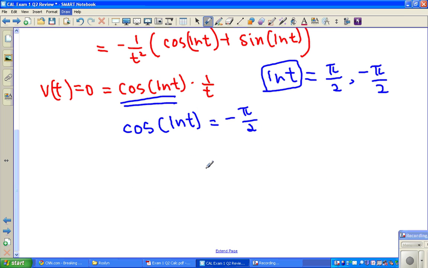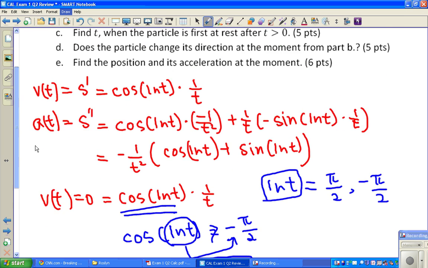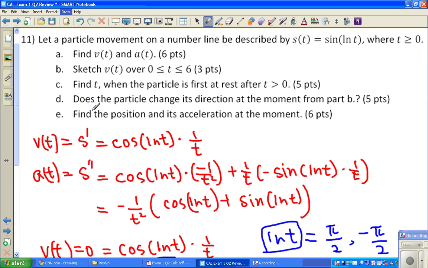Now, if you have to calculate this one further, ln of t has to be equal to negative pi over 2. In other words, e to the negative pi over 2 would have been equal to t. That would be one value which we can look for. Now, does the particle change direction at this moment? Yes, the answer would have been yes, because it cuts across the x-axis. Change of the sign. And find the position and acceleration at this particular moment.